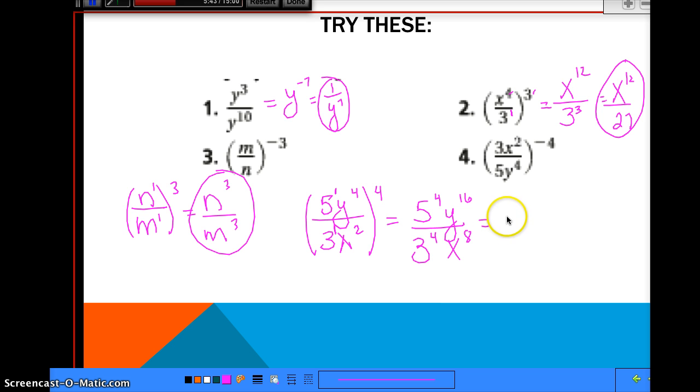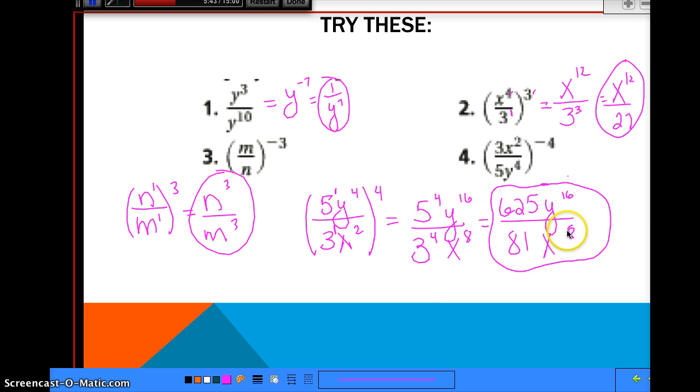So 5 to the 4th power is 5 times 5 times 5 times 5, which is 625. Y to the 16th, I have no negative exponents now, so I'm good on that. 3 to the 4th power is 81. X to the 8th, these are different bases, and 625 and 81 are not divisible by any same number, so I'm done.